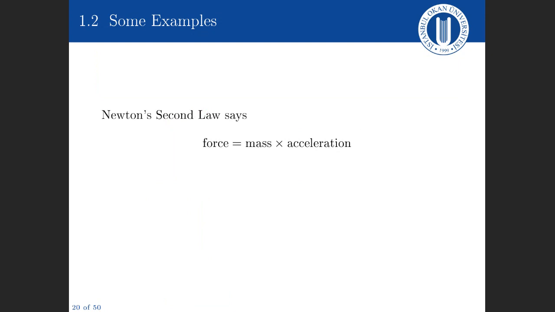Newton's second law says force is equal to mass times acceleration. Mass is 10 kilograms. Acceleration is the derivative of velocity, so the acceleration is dv/dt. Before I go on, v is measured in meters per second, t is measured in seconds, so dv over dt is measured in meters per second over seconds, or meters per second squared.